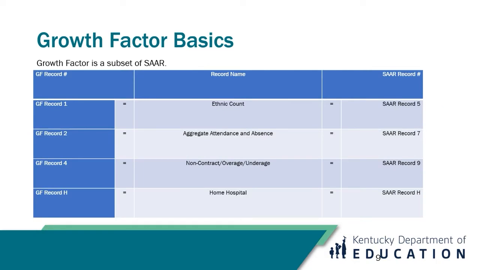So just some basics about Growth Factor. Growth Factor is a subset of SAAR, and Growth Factor Record 1, ethnic count, is going to be the same as your SAAR Record 5. Growth Factor Record 2, aggregate attendance and absence, is going to be the same as SAAR Record 7. Growth Factor Record 4, non-contract overage underage, is going to be the same as SAAR Record 9. And then Home Hospital is the same for both SAAR and Growth Factor, and that's just Record H.